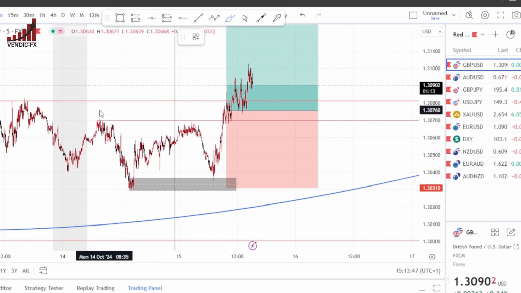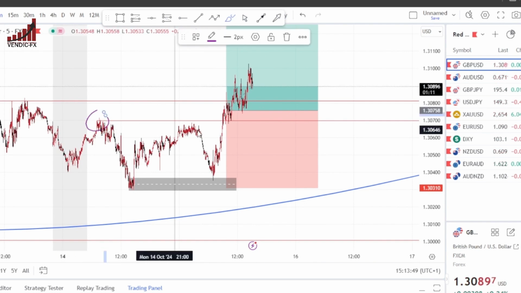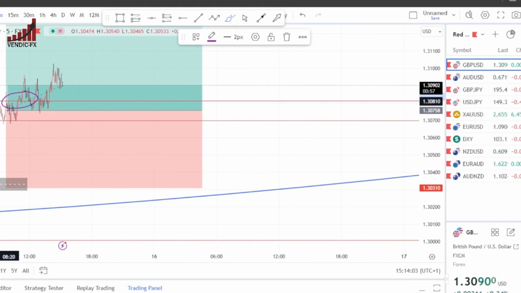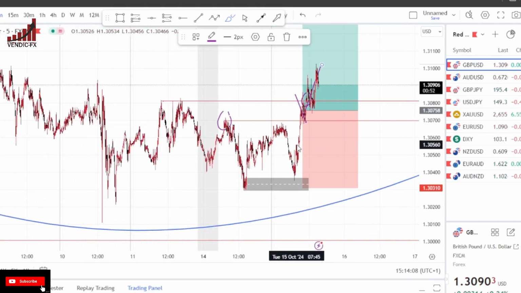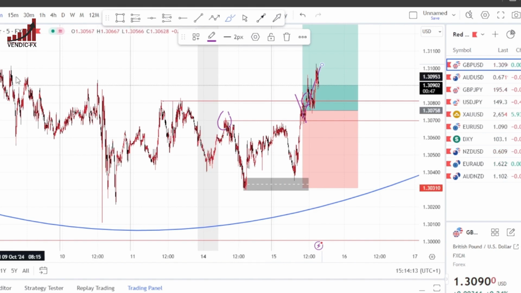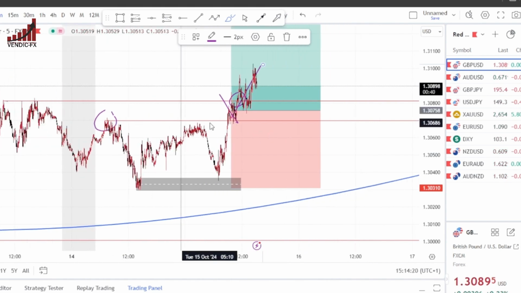Immediately this point was broken, I got in, but that was too risky. I could have waited for this to confirm, the second one too. We chopped around for some time before we broke upward. So that creates equal lows for me. Remember the first one I showed you was equal highs, but this creates equal lows for me, and I have a change of character on that particular time frame.